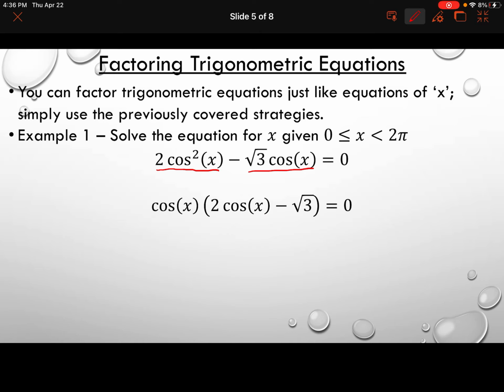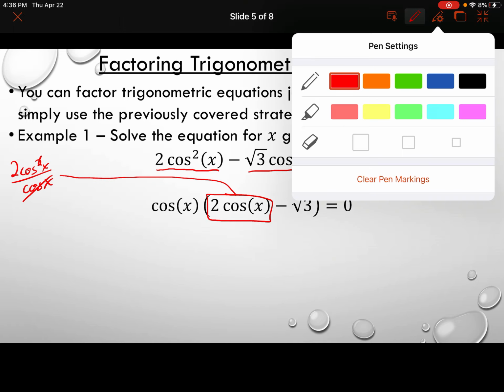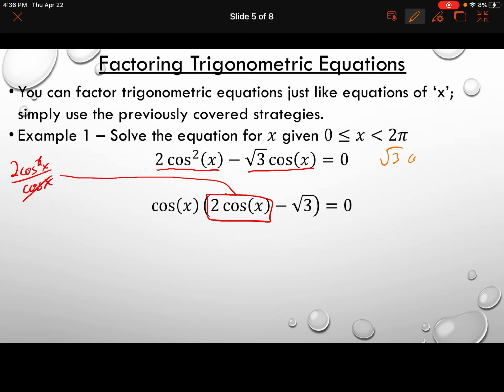And once again, when you factor something out, it's the same thing as dividing by that factor. So all we did here is we took that 2 cosine squared of x, divided it by cosine of x, because that's what we're factoring out. That cancels out the squared part, so you're left with just 2 cosine of x. And for the radical 3 cosine of x, we took it and divided it by cosine of x. That cancels out, and all you're left with is the square root of 3, or negative the square root of 3.